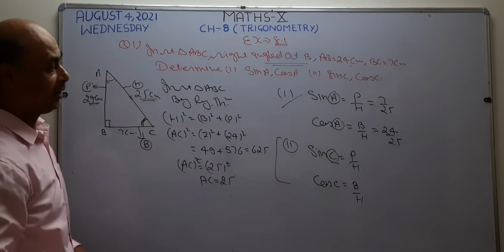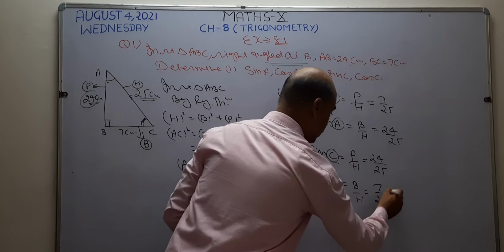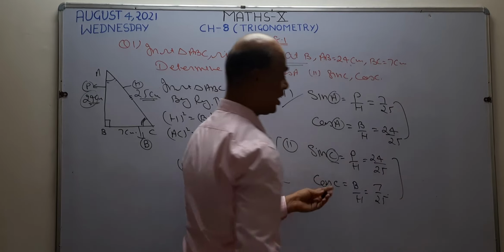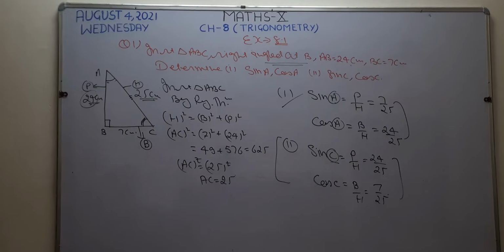Now the requirement is perpendicular. So perpendicular is 24. For this question, I write here 24 and hypotenuse is fixed. See, in both the parts, H is fixed. This base and perpendicular are going to change. Now, what is base? Base becomes 7. So the answer becomes 7 upon 25. This is the answer of these two parts. I hope it is clear now.